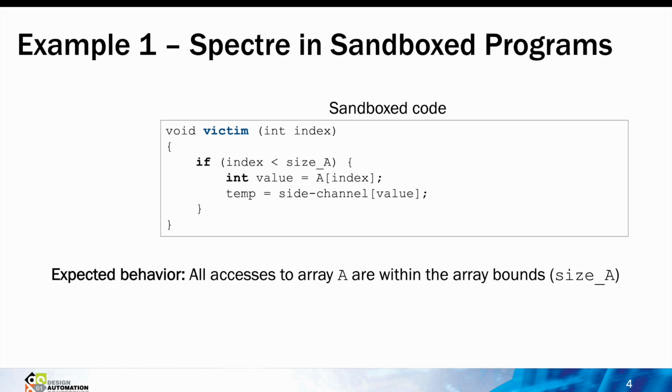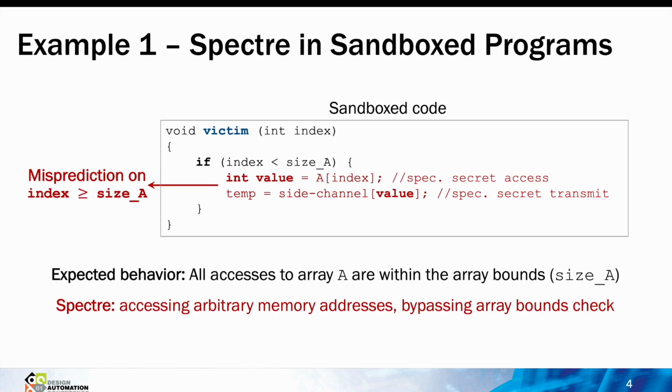In the next two slides, I will present two main examples of leakages through Spectre-type attacks. The first example targets sandbox code. In this code, the victim performs an array bounds check before accessing the array A, and the expected behavior is that the array A is accessed only if the index is within the array bounds. However, an attacker can force the CPU to mispredict the branch which is handling the array bounds check and potentially access an arbitrary memory location which can potentially be a secret.